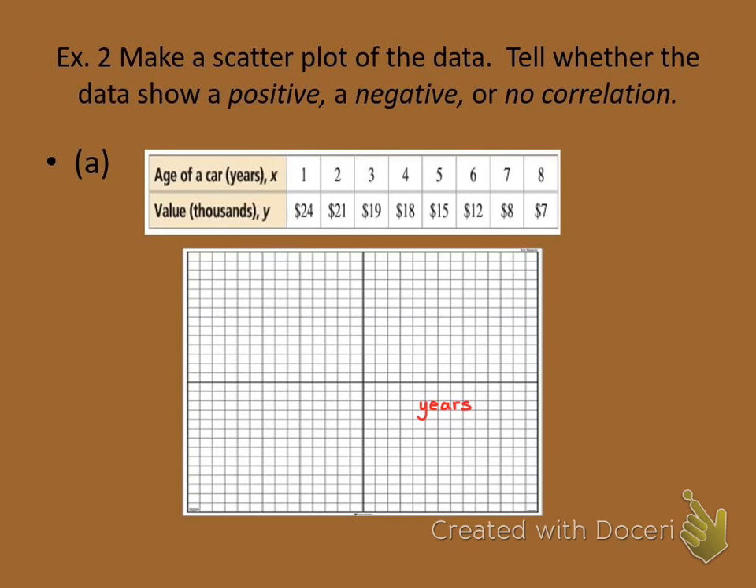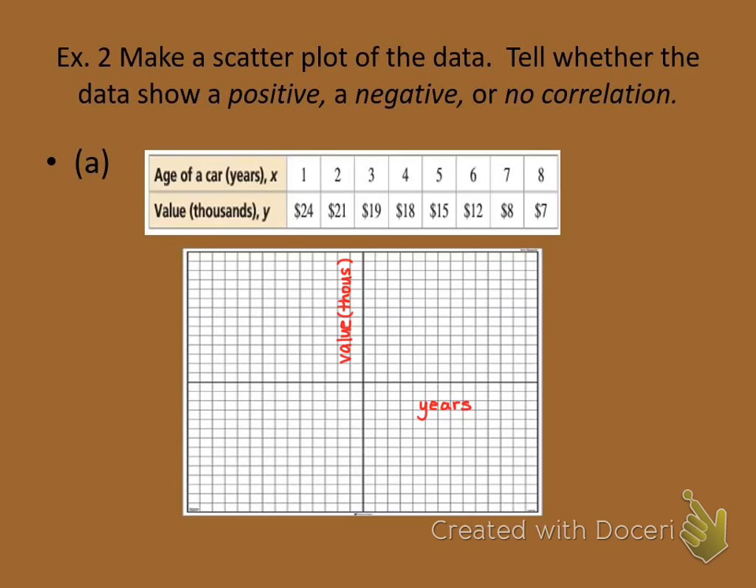Value, okay? Value. And let's do value in thousands. Because if we were asked to interpret this, it would be important that we know the value is in thousands. All right, I abbreviated because of space. If you can fit the whole word thousands, fit the whole word. All right, now let's plot the points.